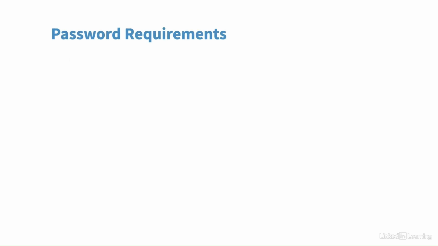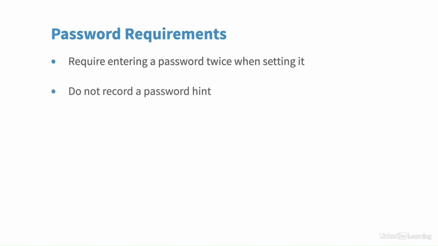It's a good and common practice to ask for a password twice when you're setting it. This prevents a typo from locking out a user accidentally. Do not ask users to provide a password hint for display if they forget their password. Some users will simply type the password itself as their hint or include enough information that allows an educated guess.